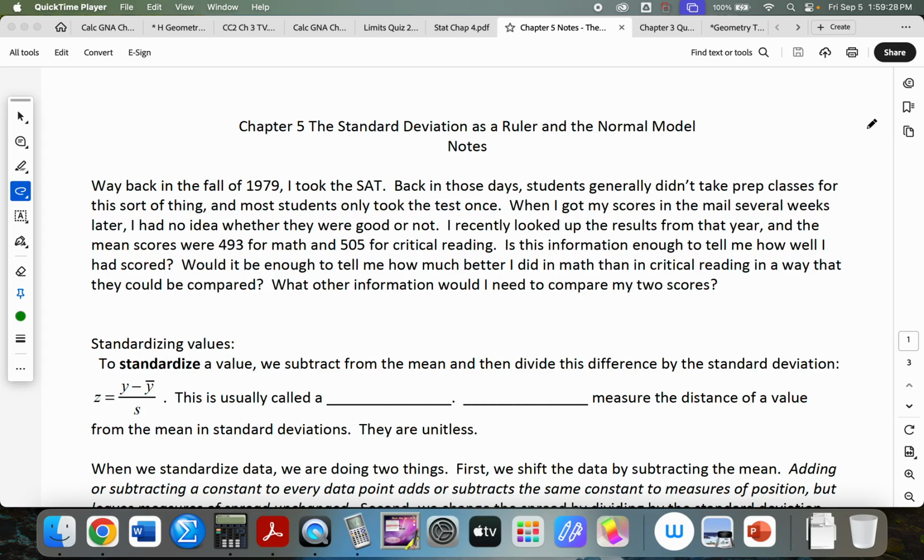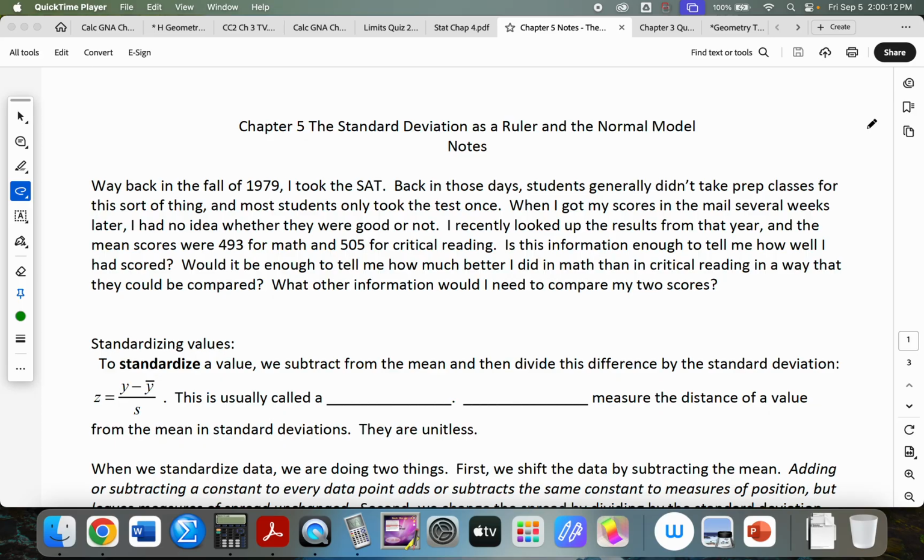Okay, the example that I'm going to use here is my SAT scores from way back in 1979. In those days, you signed up and you took it, and you didn't really know what it was other than it was important for college. And I had no idea what a good score was. This is back when it was 1600, where there were only two sections. There wasn't a writing section. It was before they did the 2400. It's also before they renormed it.